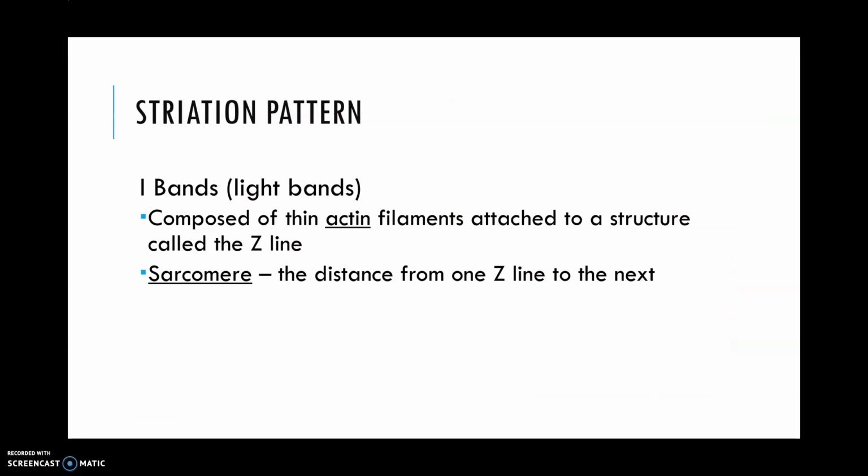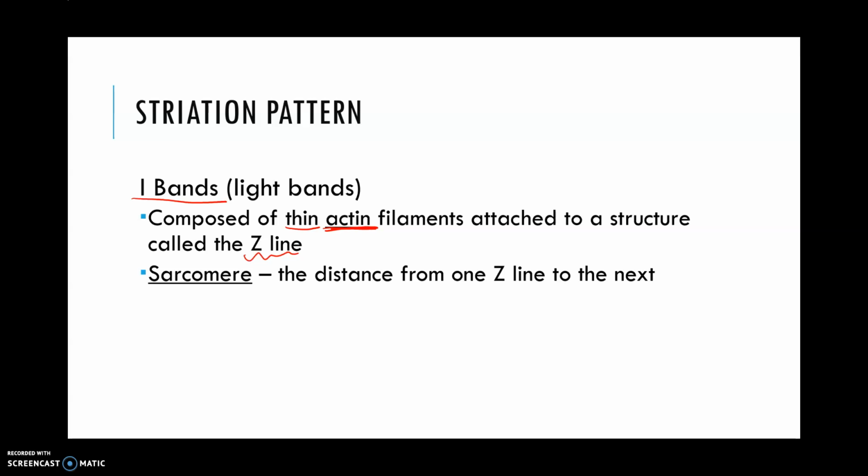So our striation patterns is really going to define those myofibrils here. So we have our I bands to start, which is our light bands, and you'll see why in a second, why they're called that. And these are composed of our thin actin fibers. And these are going to be attached to a structure we call the Z-line.